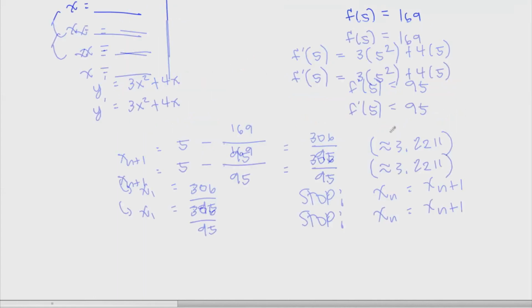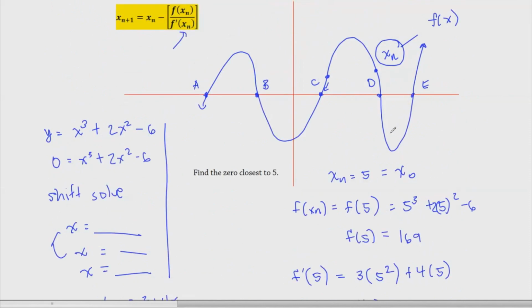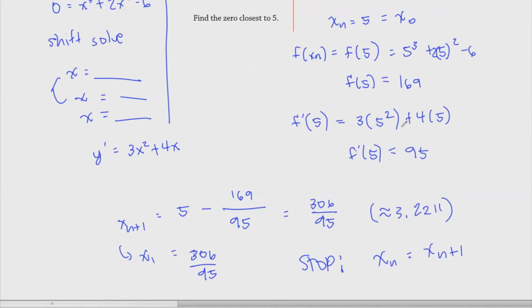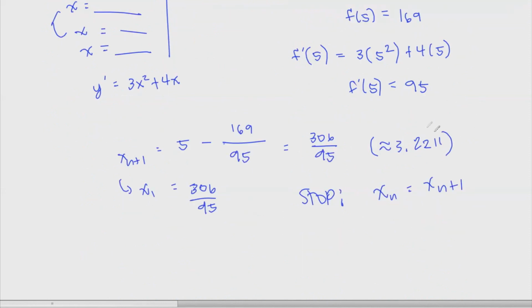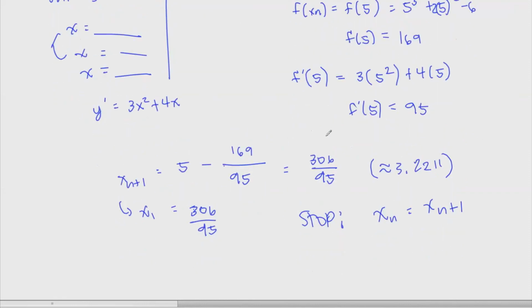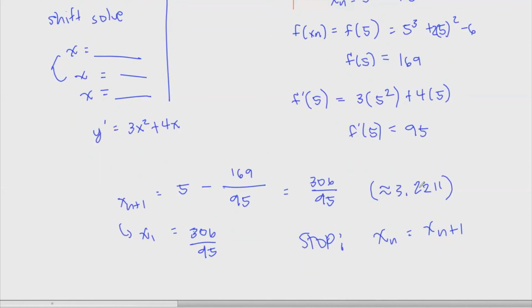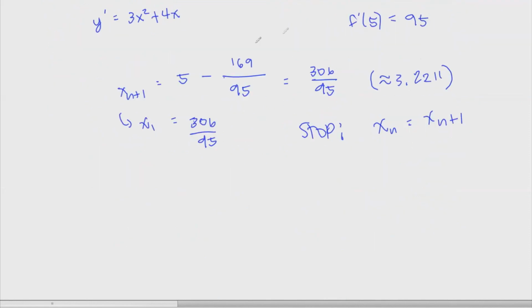It doesn't really matter if you stopped after 5 or 6 or 7 or any n number of iterations. It's just that once you started with a certain number, you have to end up with the same number, and in that way, that's the 0 of that function. So let's proceed again, because 5 is not equal to 3.2211. So we'll be using this. Let's have 306 over 95 again.